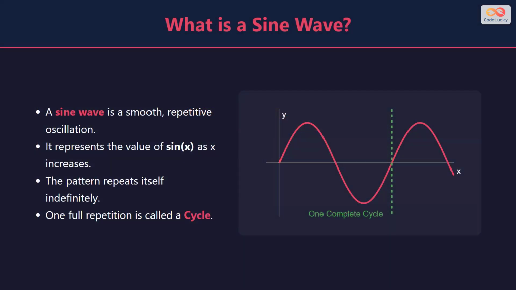Let's start with the basics. A sine wave is a smooth, repetitive oscillation that represents the value of sine x as x increases. The pattern repeats itself indefinitely. The most important concept here is the cycle. One full repetition of the wave's shape is called a complete cycle.